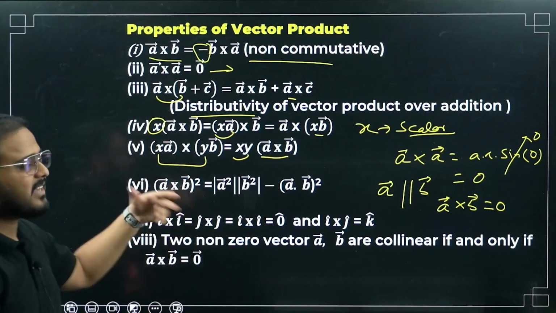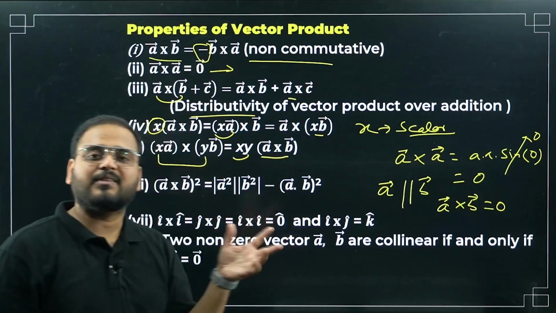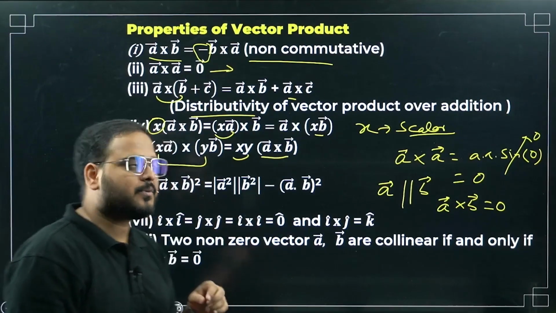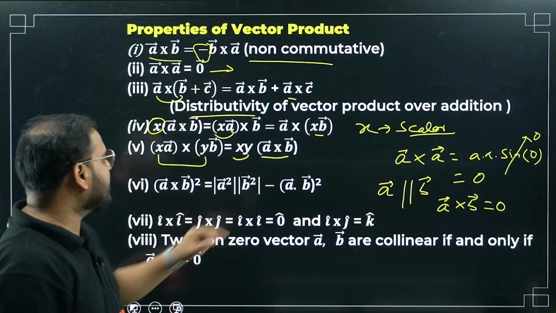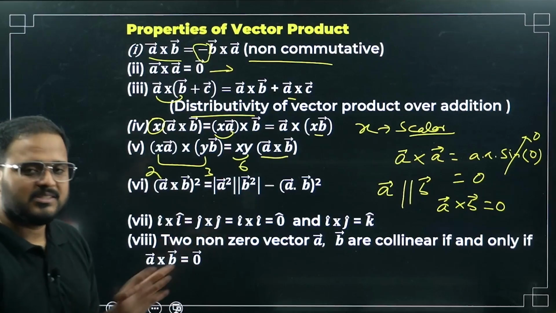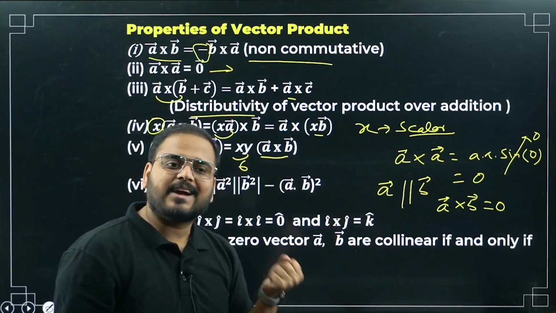So let's say I have 2 times vector a cross 3 times vector b. You can write it simply as 6 times vector a cross b also. Understood? 2 times 3 is 6. What's the result? 6 times vector a cross b. Same thing, I can keep the scalars at one place.